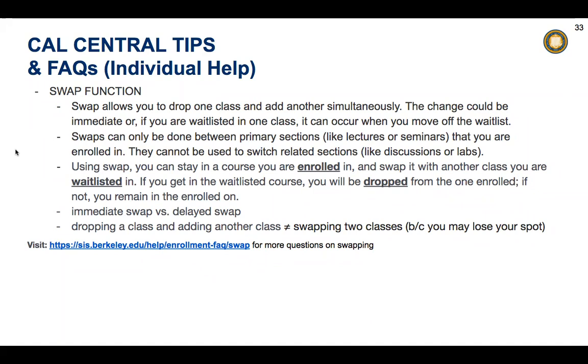Swaps can be done between primary sections like lectures or seminars that you're enrolled in. They cannot be used to switch related sections. Using a swap, you can stay in a course you're enrolled in and swap it with another class you're waitlisted in. If you get into the waitlisted course, you'll be dropped from the enrolled one. If not, you'll remain in the enrolled one. There's immediate swap versus delayed swap. An immediate swap is when you swap with the waitlisted class and you get into the enrolled one, and delayed is when you're dropped. Dropping a class and adding another class is not the same as swapping two classes, because you may lose your spot on the waitlist.